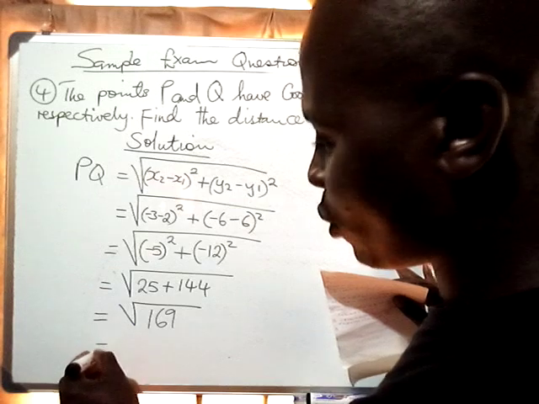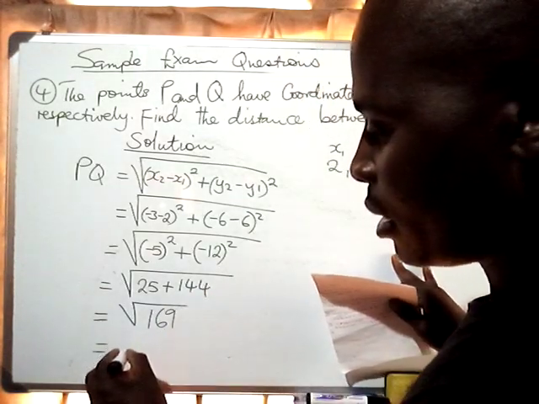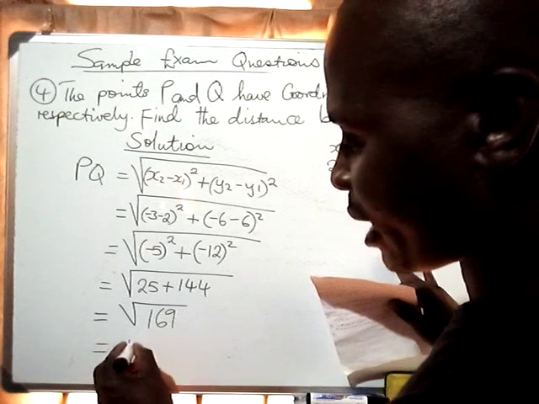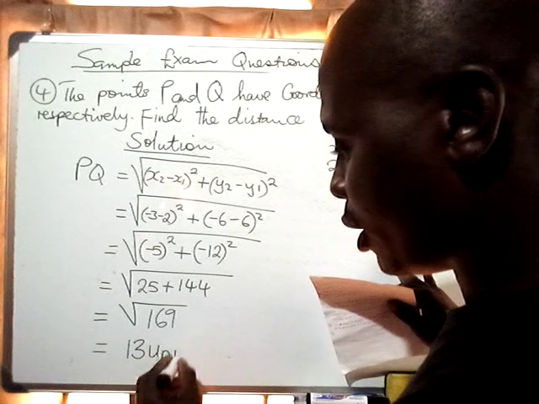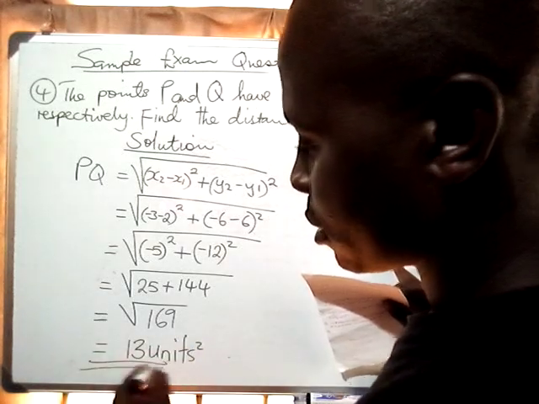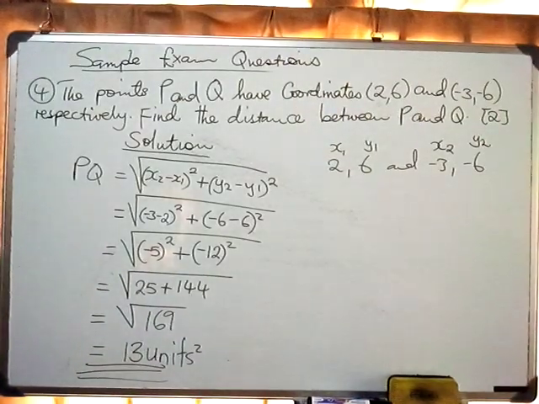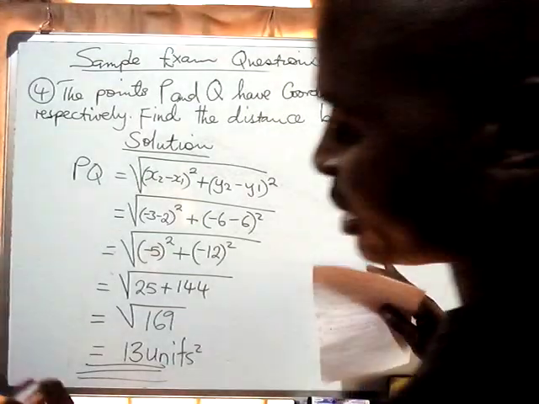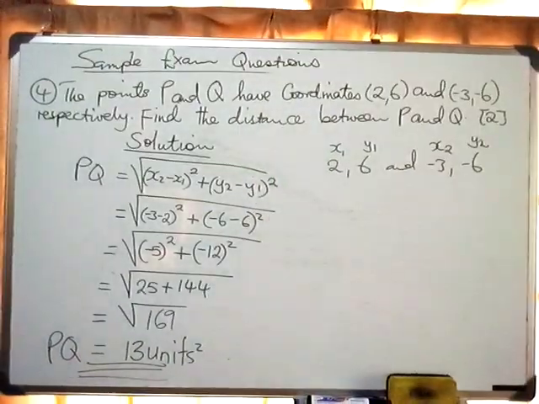So what is our final answer? The root of 169. The root of 169 is 13. So we are going to say 13 units. That is the distance of PQ. So this marks the end of that question.